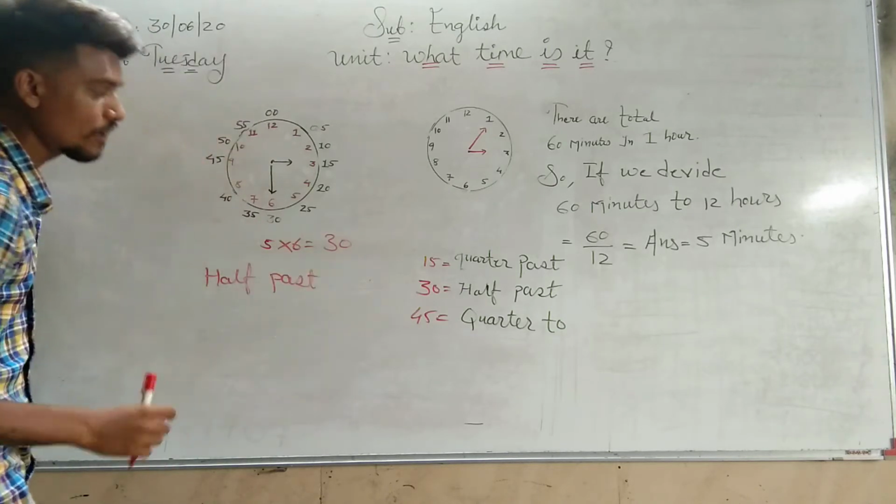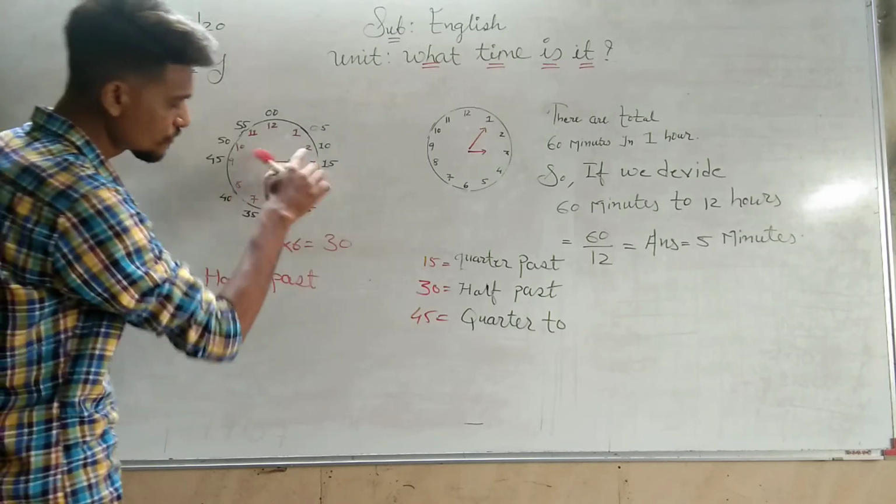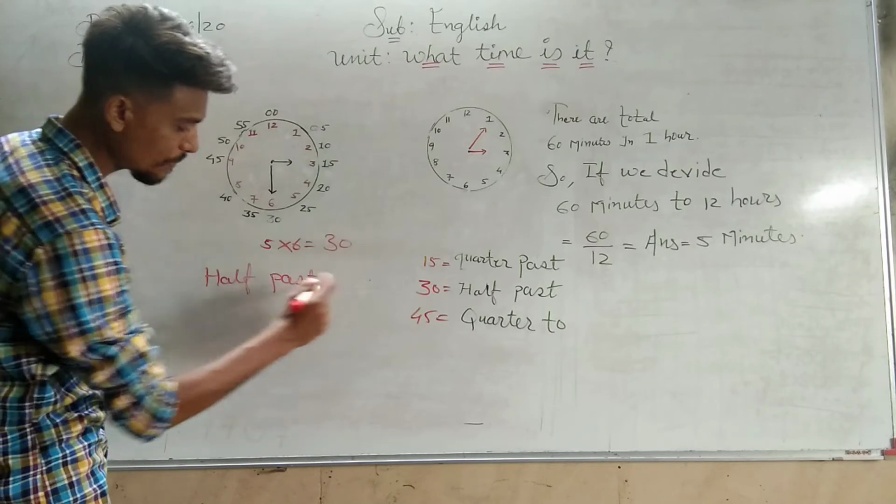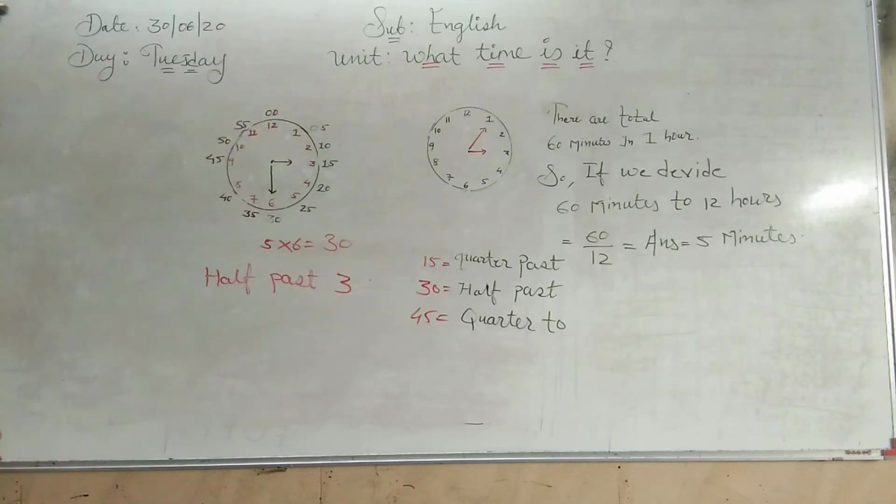What is the hour? 3. The small hand is on 3. So you will write down half past 3. Easy.